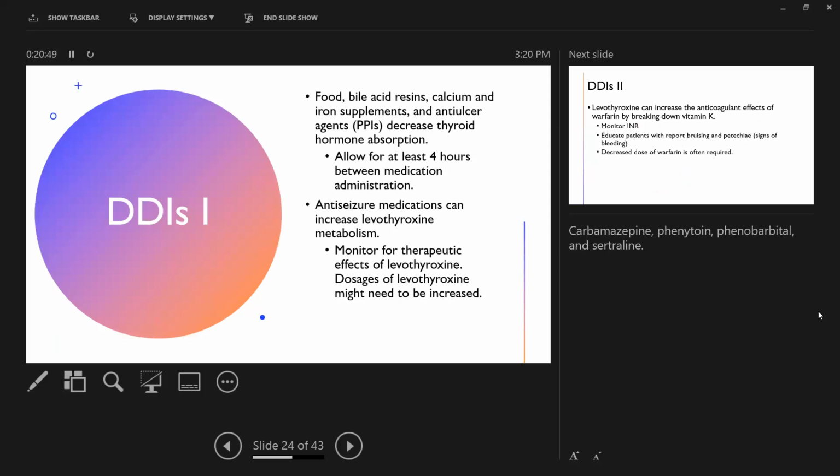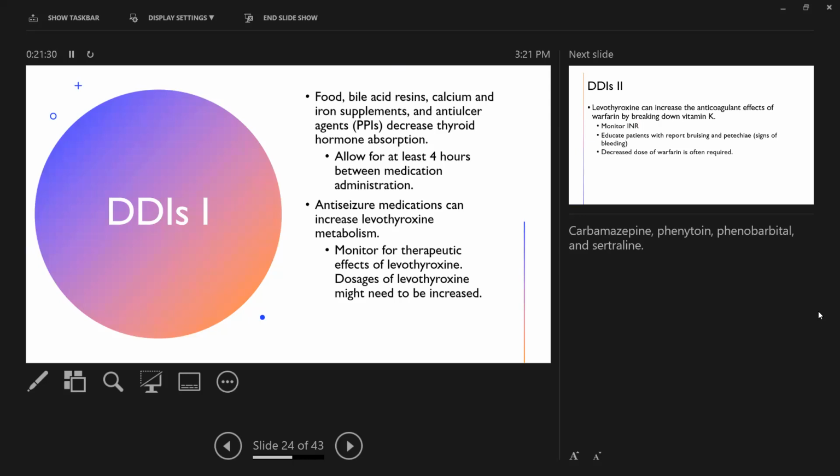Drug-drug interactions include certain foods. Usually take it on an empty stomach. Foods can decrease absorption. Bile acid resins will grab this drug, prevent it from being absorbed. So will calcium and iron supplements. And so will anti-ulcer agents, drugs like omeprazole, lansoprazole, drugs like that, PPIs. So if you take those, space those drugs and your levothyroxine by at least 4 hours. Take the drug on an empty stomach.